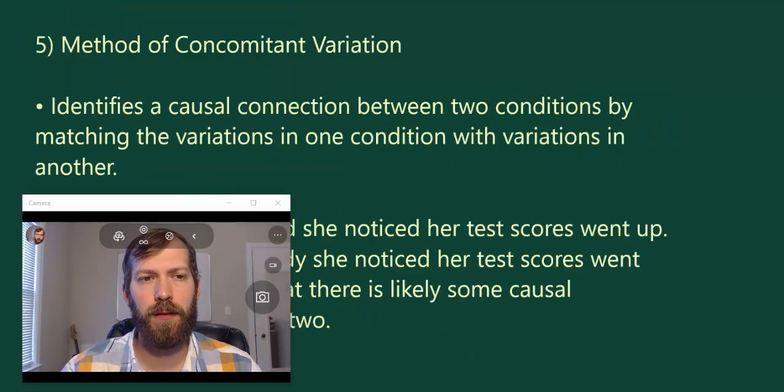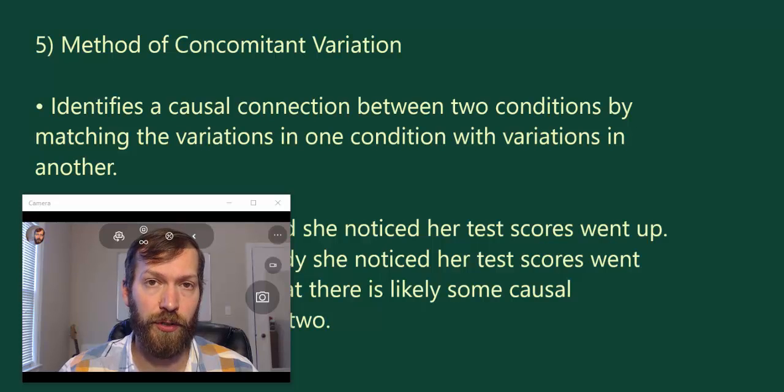The last method that we'll be looking at, the fifth Mill method, is the method of concomitant variation. The idea here is that we find two conditions that have a correlation with each other. Now, of course, correlation doesn't equal causation, but if there is causation, there will be a correlation between things. So it is some evidence.